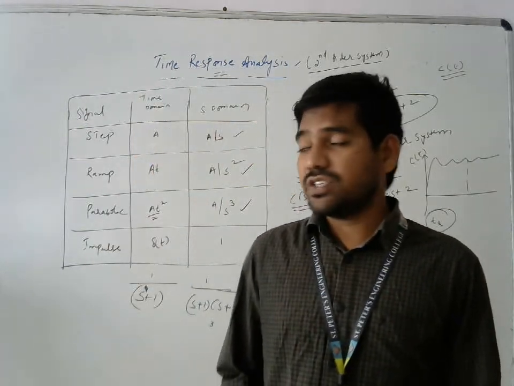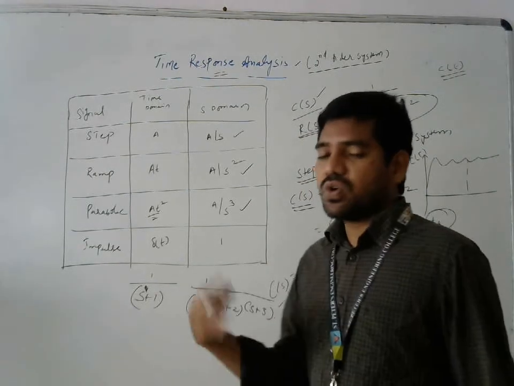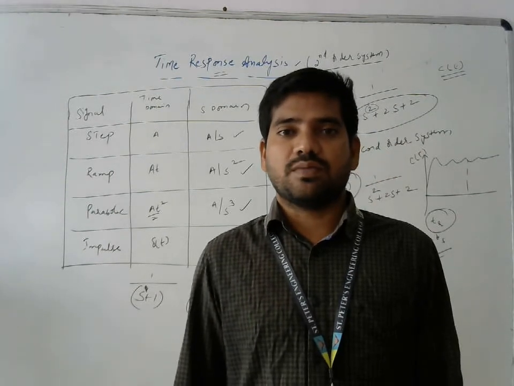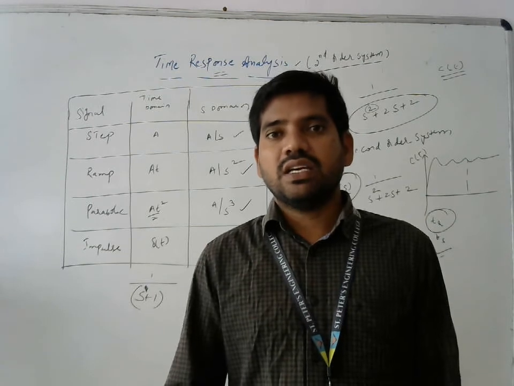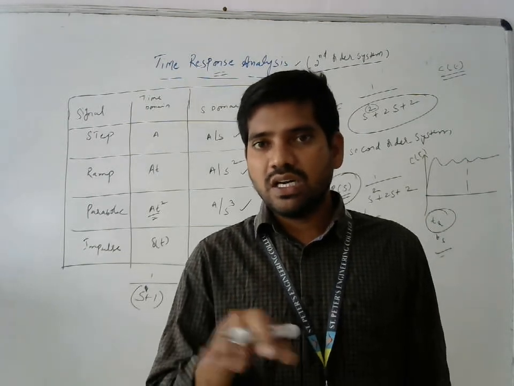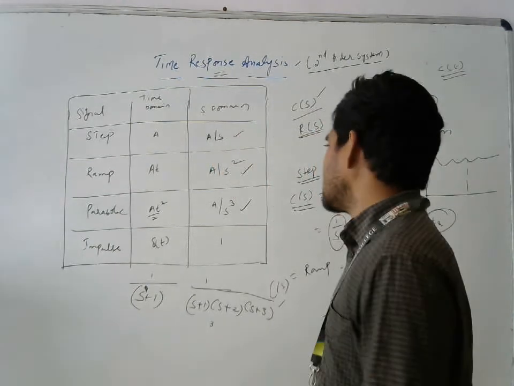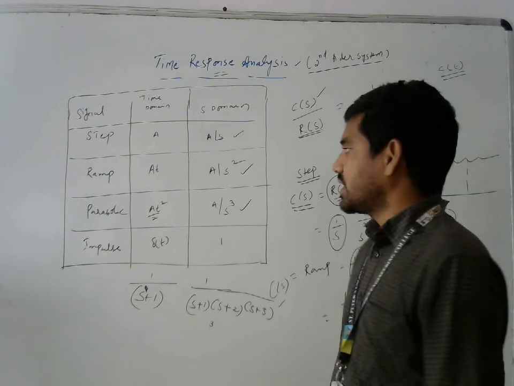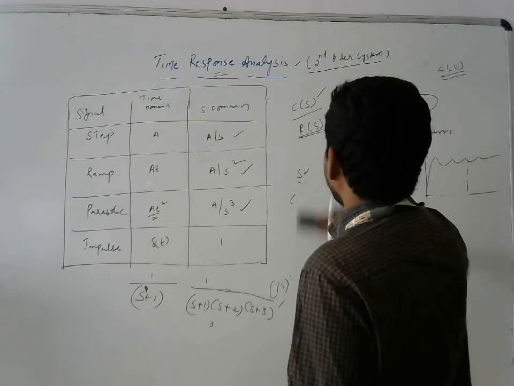If you are not reducing the transient response of the system, what will happen? It will take more time. That means it may not be a stable system. So we always prefer to reduce the transient state, that means to reach the steady state very quickly. Once it reaches the steady state very quickly, then that particular system is in good condition. This is time response analysis.